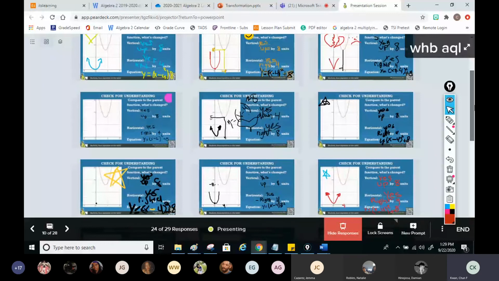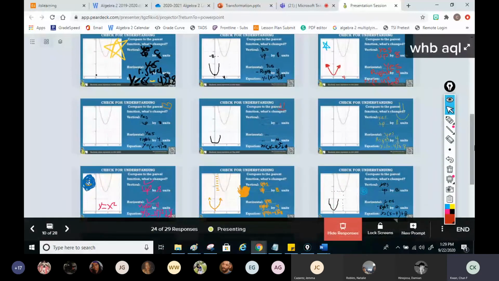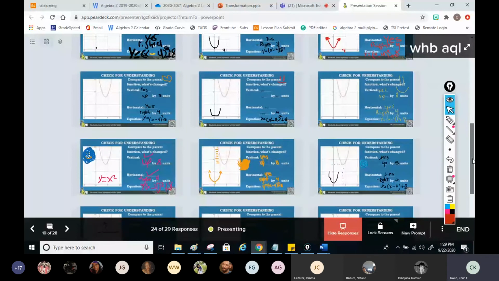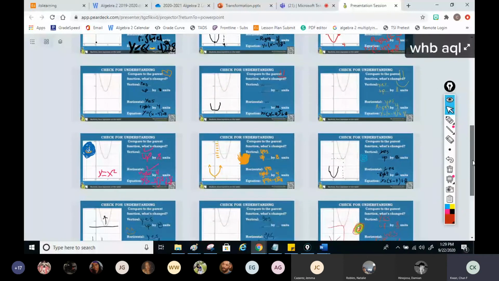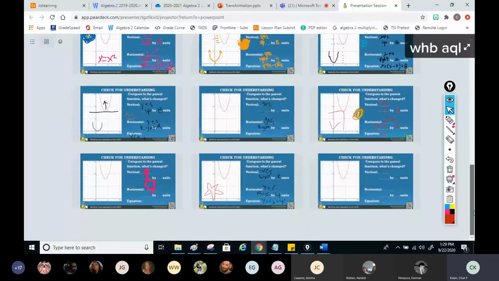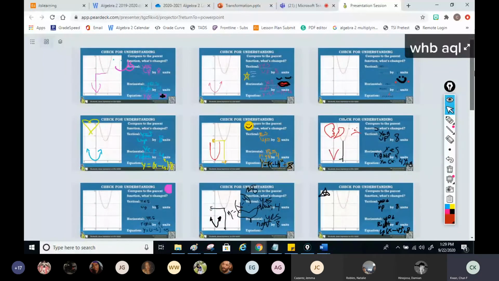Okay, so I'm seeing most people are either correct or really, really close to correct. Is that a Twitter sign? I see someone draw the Twitter symbol. And then, oh, you guys are just super artistic.